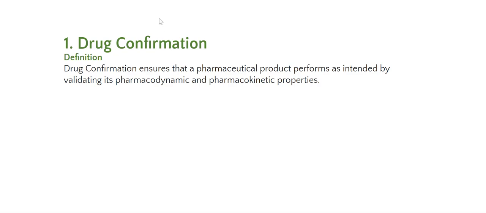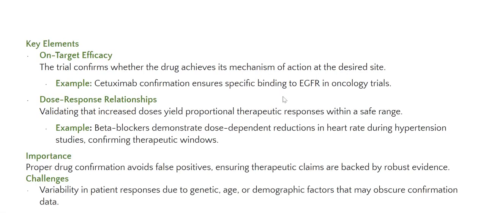Key points. Drug confirmation. Definition for the drug confirmation interaction trial. Drug confirmation ensures that a pharmaceutical product performs as intended by validating its pharmacodynamic and pharmacokinetic properties, PD and PK properties. The key elements in drug confirmation interaction trial.